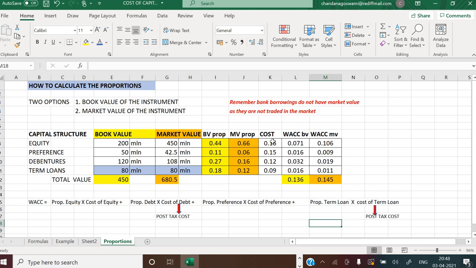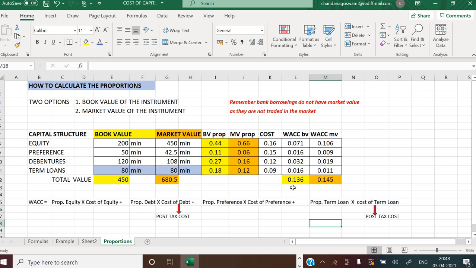So what you have now with you is the cost and you have proportions. So you can take either one of these proportions and calculate your weighted average cost of capital. If you want to do by book value, you will have to multiply the proportion of book value by the cost. For each corresponding source, take the proportion, multiply it by the cost. Once this is done, just add it up. You get your weighted average cost of capital using book value proportions.